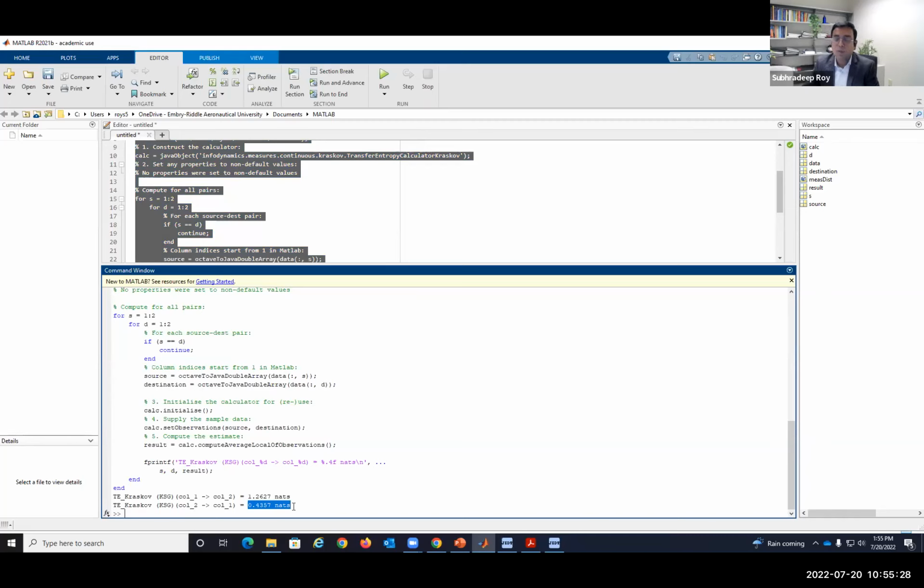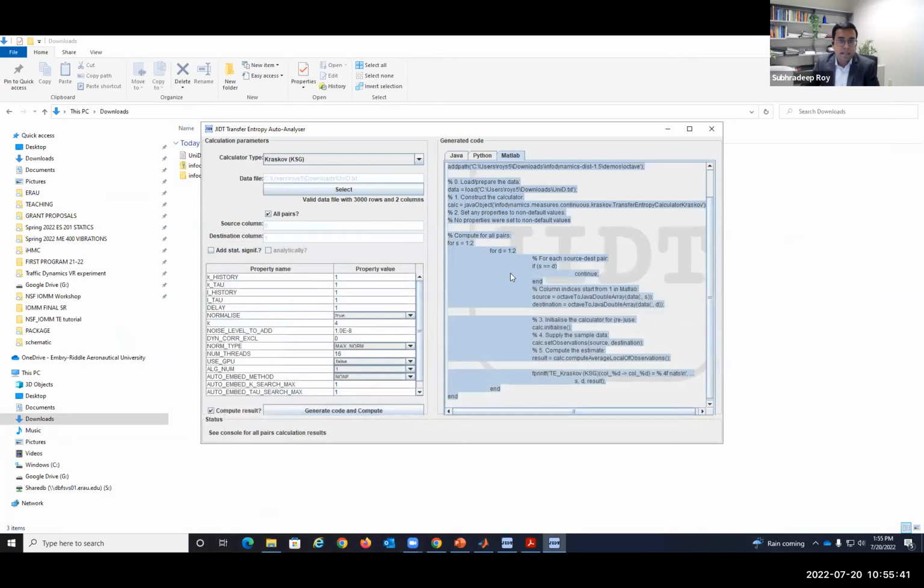So the tool correctly identifies in this case that the dominant direction is from X to Y, and there is also coupling from Y to X, but it's less compared to X to Y. So that's basically it for me.